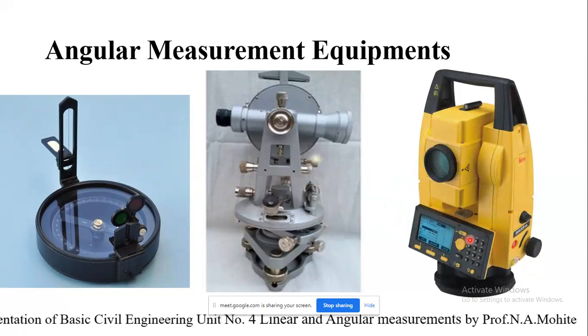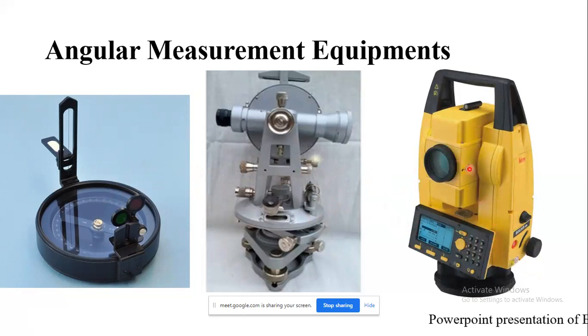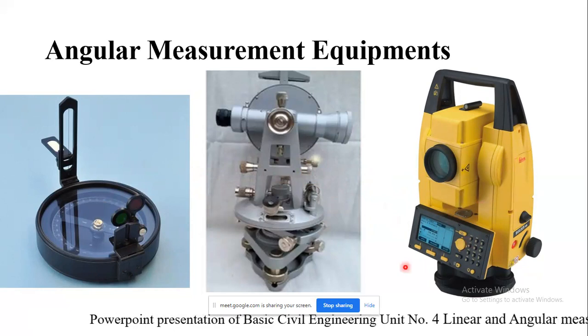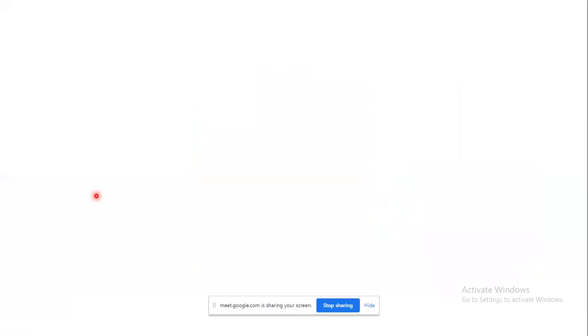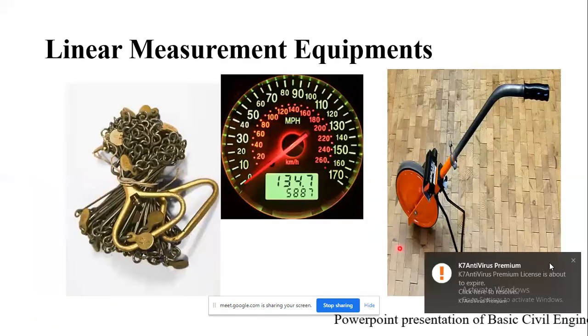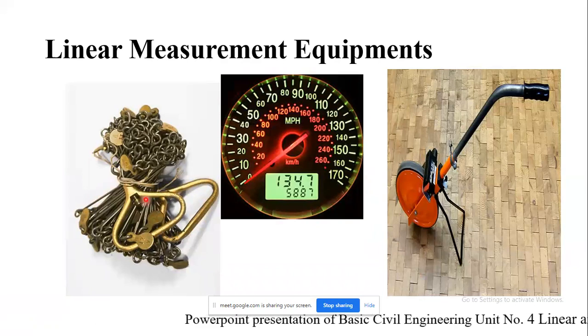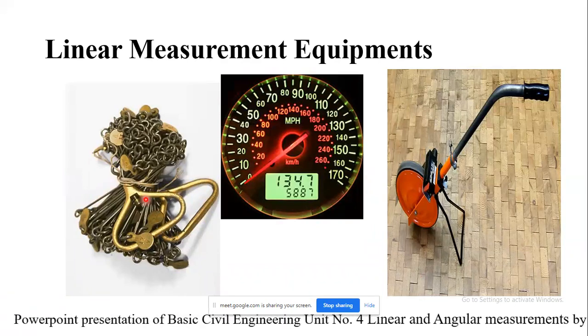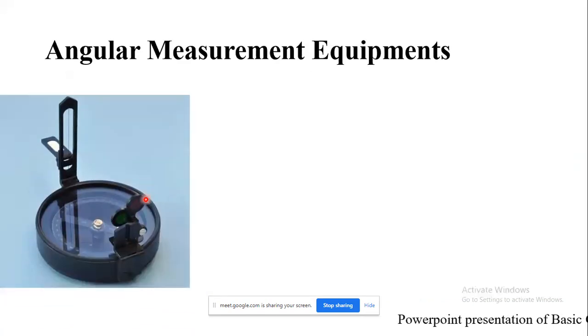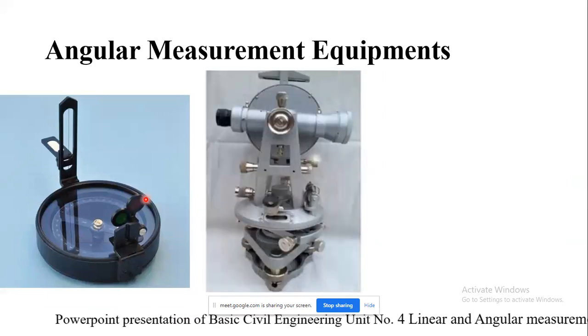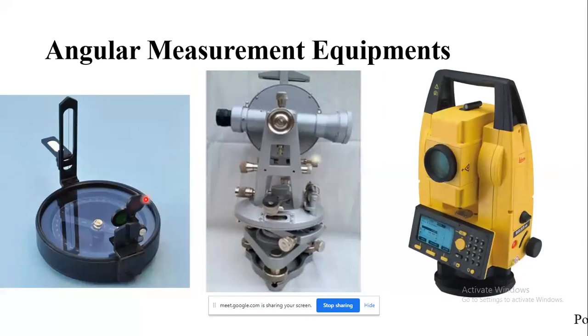And in case of linear measurement also you can make use of this. Okay, so based upon this total station and prismatic compass we are going to conduct the practicals. And based upon the use of chain also, how it is to be handled or how the measurement is to be done, that also we are going to see during the practical session. But before that we should know what the uses are and how we are going to handle it. Okay, so we should know the theoretical background. So these were the linear and angular measurement equipments.